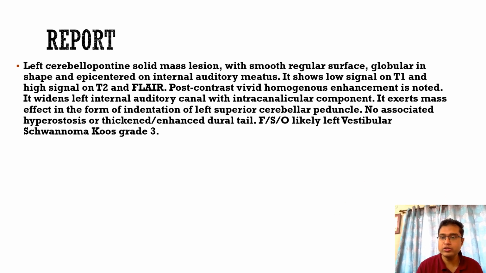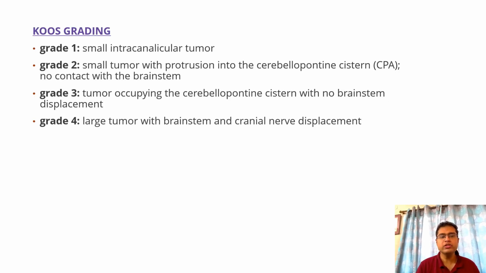So what exactly is Koos grading? Koos grades have 4 grades. Grade 1 is small intracanalicular component of the schwannoma is only present. In grade 2, there is small tumor with protrusion into the cerebellopontine cistern with no contact with the brainstem. In grade 3, the tumor occupies the CP angle cistern with no brainstem displacement. And in grade 4, the large tumor causes brainstem and cranial nerve displacement.